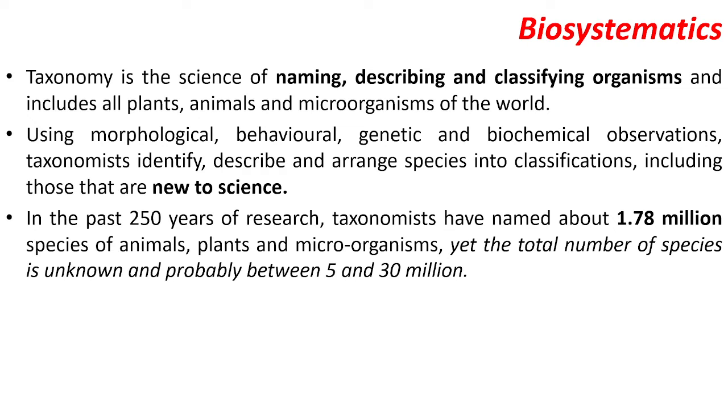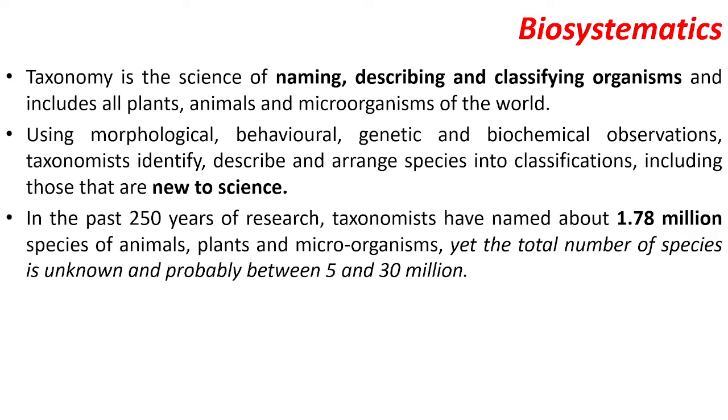Taxonomy generally identifies, describes, and arranges species into classifications, including those that are new to science, and so they call them novel species. Up till now, researchers say that less than 40% of biodiversity has been discovered on the earth. So if we consider 100% of animal and plant species, or all the living creatures, only up to 40% of plants and animals have been discovered.